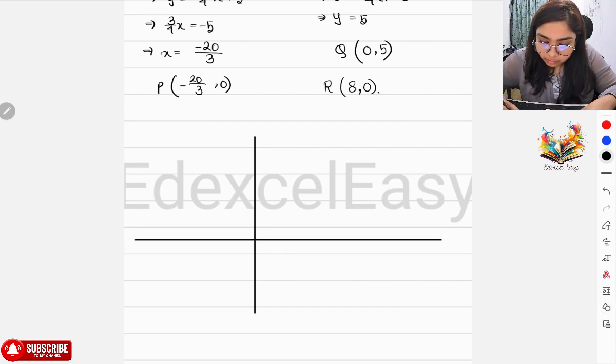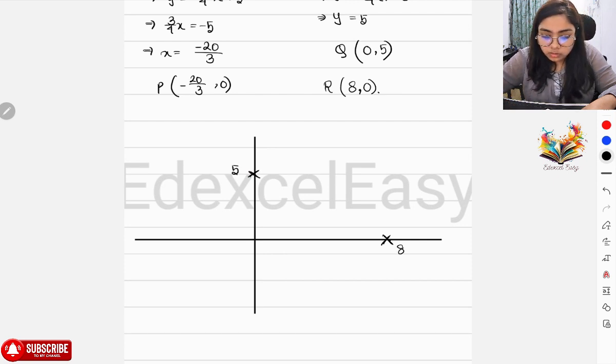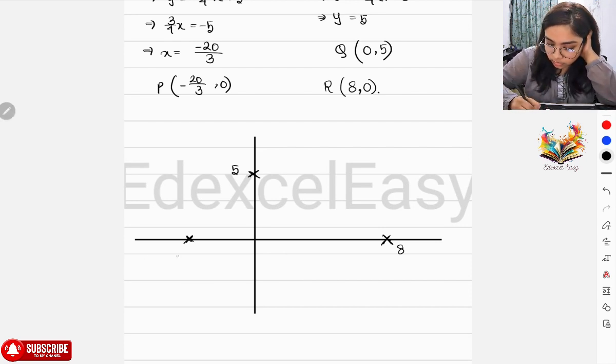Okay, now I already know R was on the x-axis. I'm considering this as 0.8. Okay, this is 0.8. Q was on the y-axis. I'm considering this as 0.5. This is 5, this is 8, and P was on the x-axis again, but it was at 6.67. 20 by 3, 6.67. So I'm considering this as 6.67, which is negative 20 by 3.